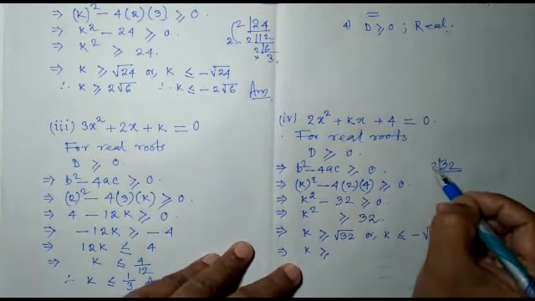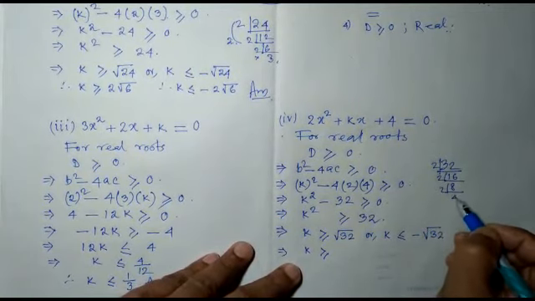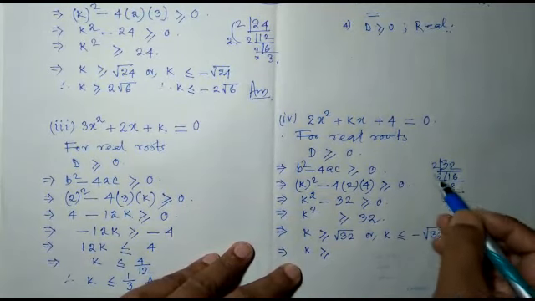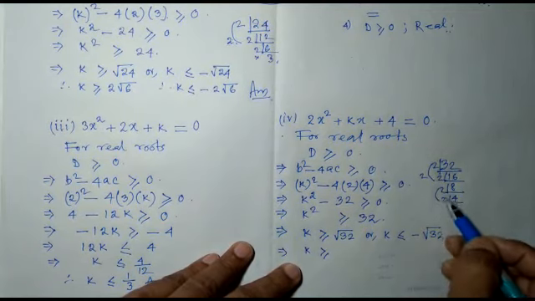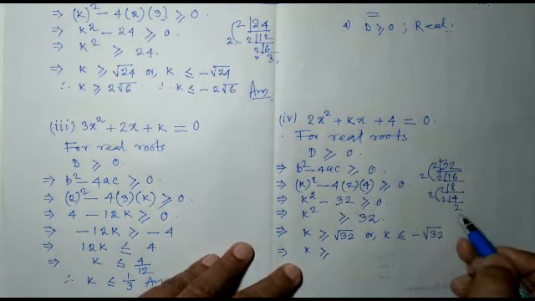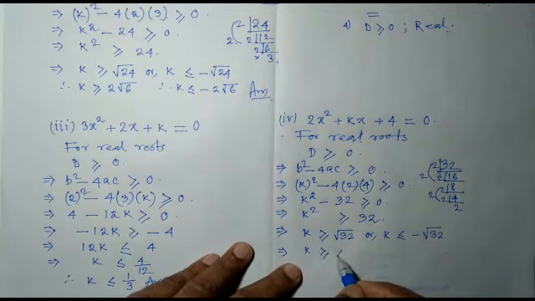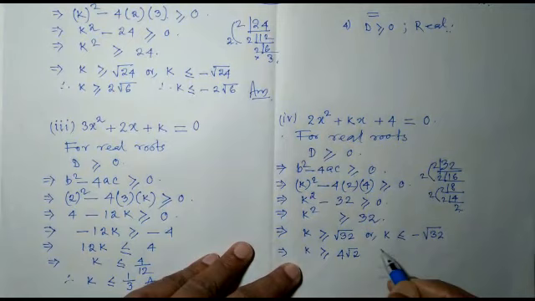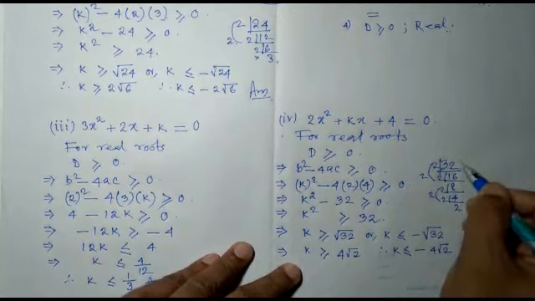And then k greater than or equal to, so for 32 do this factorization. By 2 is 16, by 2 is 8, by 2 is 4, and by 2 is 2. So we can take for 2 2, 1 2 will come outside the square root. For another 2 2, 1 2 will come outside the square root, and this 2 will remain inside. So we will write 2 into 2, 4. 4 will come outside the square root, and this 2 will remain inside. 4 root 2, and from here will be k less than or equal to minus the same 4 root 2. This will be the answer of the sum.